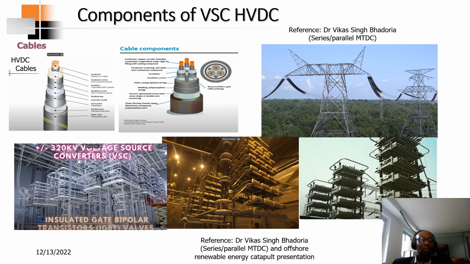So this is a typical plus or minus 320 kV voltage source converter, with a pole to ground voltage of 320 kV and pole to pole voltage of 640 kV. So this one is a voltage source converter utilizing an IGBT, insulated gate bipolar transistor. On this side is a line commutated converter. Basically it utilizes thyristors. This side is capacitors that are utilized for reactive power compensation.